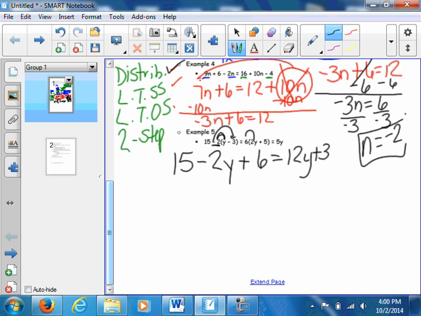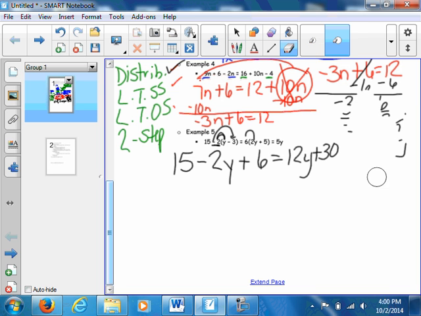plus 30. Uh-oh, I think I've got a typo here. I think that's supposed to be minus 5y, not equals 5y. Okay?